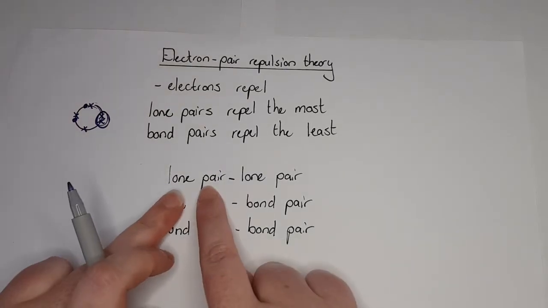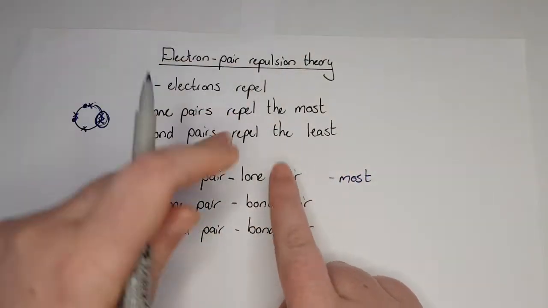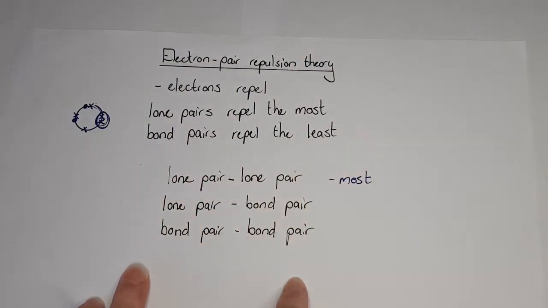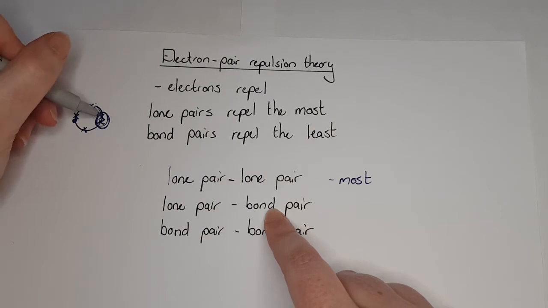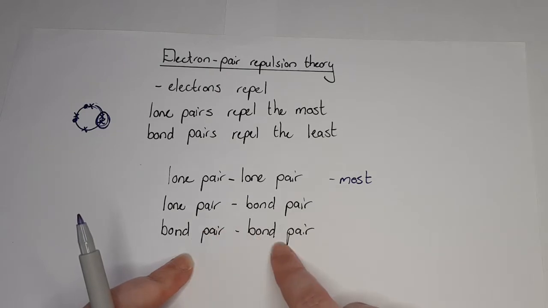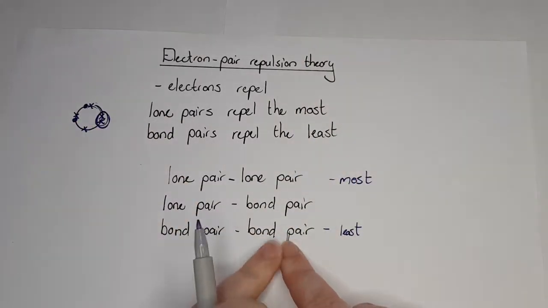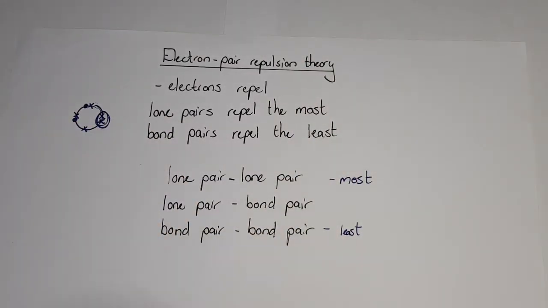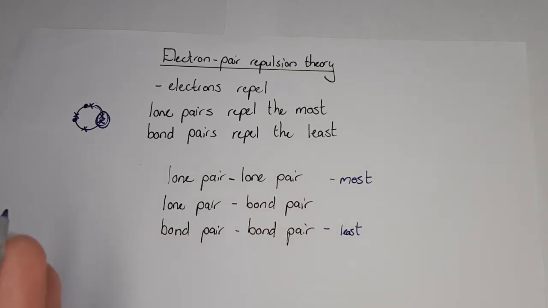So if a lone pair is sitting next to a lone pair, that's going to have the most repulsion away from each other and all the bond pairs. If a lone pair is sitting next to a bond pair, it's going to have a medium amount of repulsion. And if a bond pair is sitting next to a bond pair, it's going to have the least amount of repulsion with each other. So if a molecule has all bond pairs, the repulsion is going to be equal. If it has a lone pair with a bond pair, the lone pair is going to push the bond pairs closer together. And if it has two lone pairs, it's going to push even more.